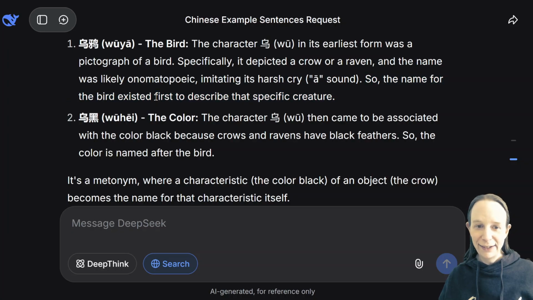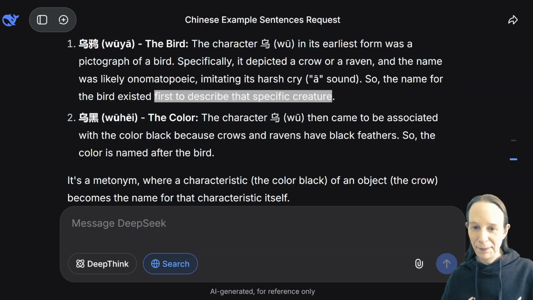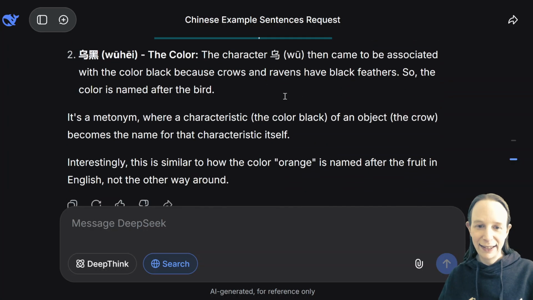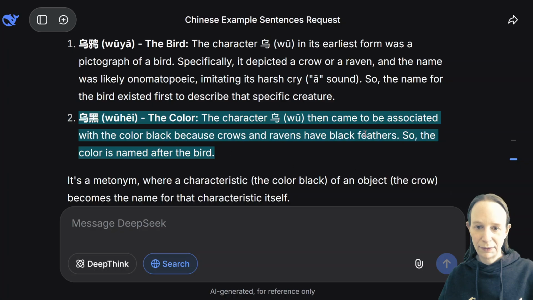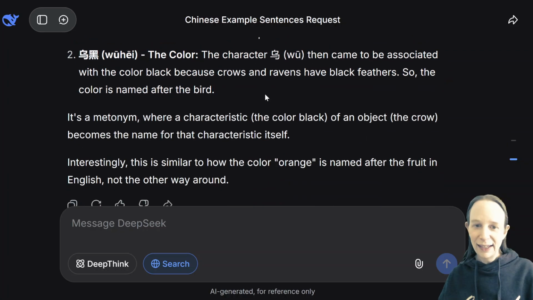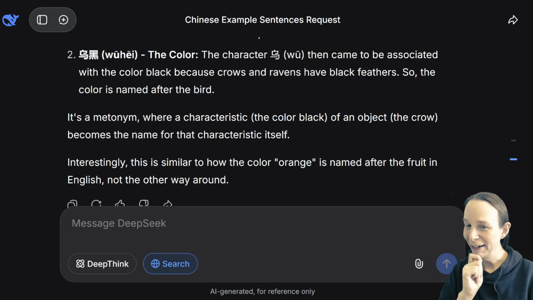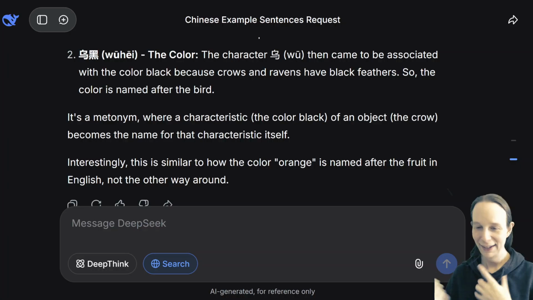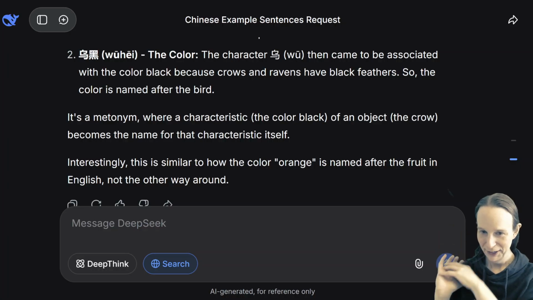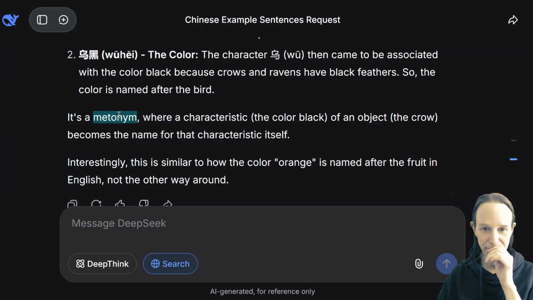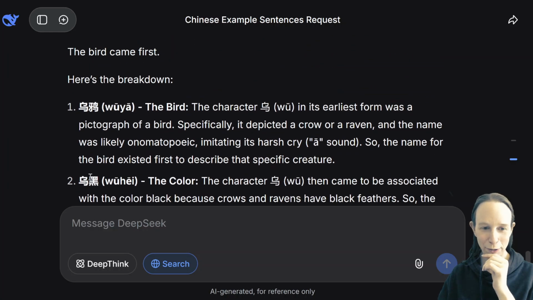The name of the bird existed first to describe the creature, according to DeepSeek. Yeah, the color is named after the bird. So my understanding is that's the origin of the word orange in English. The color is named after the fruit. All right, so it's like crow-colored.